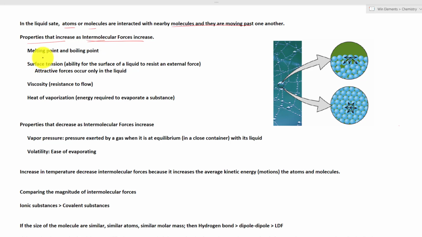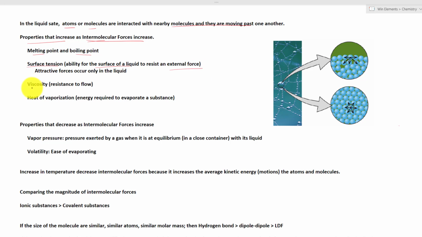First thing first, we have melting point and boiling point. It makes sense. As you increase the strength holding the molecules together, you would have a higher melting point and boiling point. So, greater intermolecular force leads to greater melting point and boiling point. With increasing intermolecular forces, we also have increased surface tension. By definition, that is the ability of the surface of a liquid to resist external forces, okay? So it makes sense. The greater the attraction between the molecules, the harder it is to break that tension.